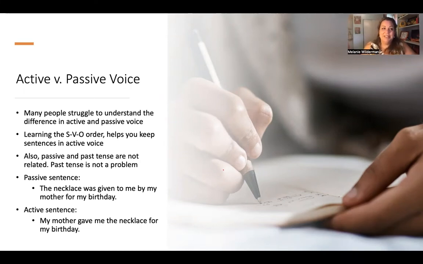So I'm really going to try, and the instructors of 2033 are really going to try, to help you understand this. Learning the SVO order will help you stay in active voice, which is what we want for media writing. Active voice is going to lead to more clear, concise sentences.